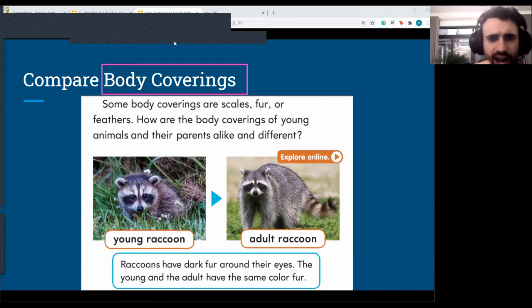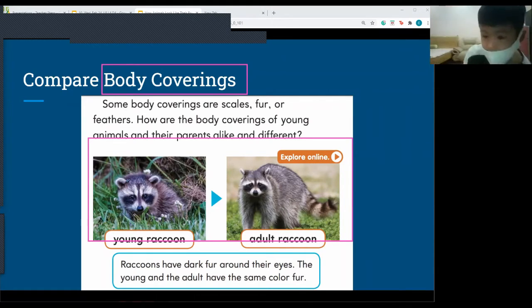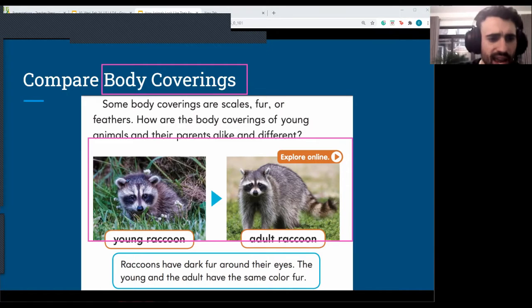What does our raccoon here have? What body covering does a raccoon have? Fur. Good job, Bob.